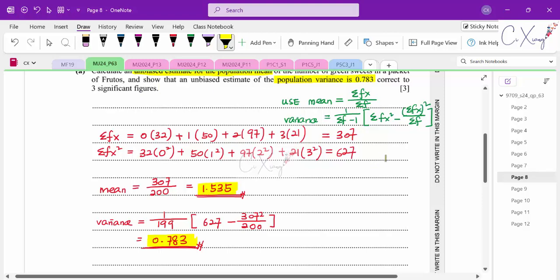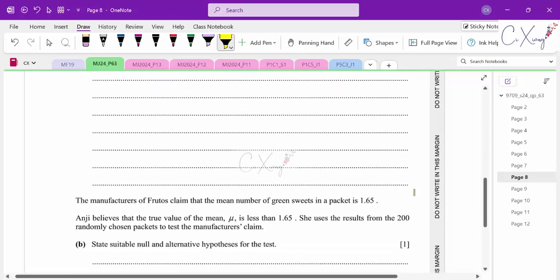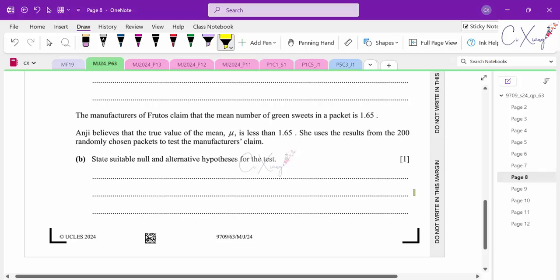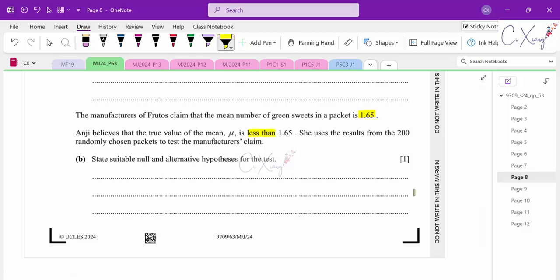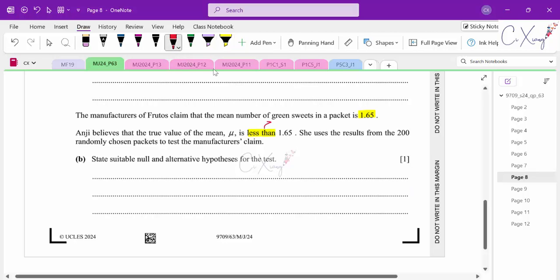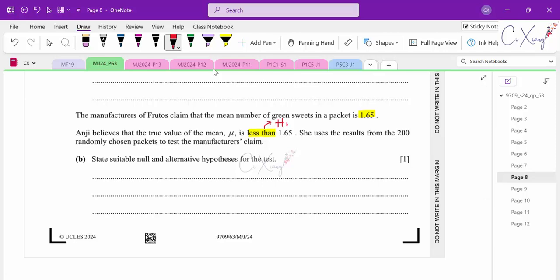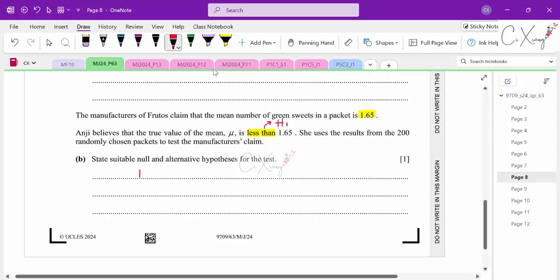Alright, let's continue to part number 2. For part number 2, the manufacturer says that the mean number of green packs is 1.65. And Angie believes that the true mean should be less than 1.65. Highlight the keyword less than. If we are running the test, the words less than will be your keyword to set up the alternative hypothesis. She used the result from the 200 randomly chosen packets to test the manufacturer's claim. State the suitable null and alternative hypotheses for the test.